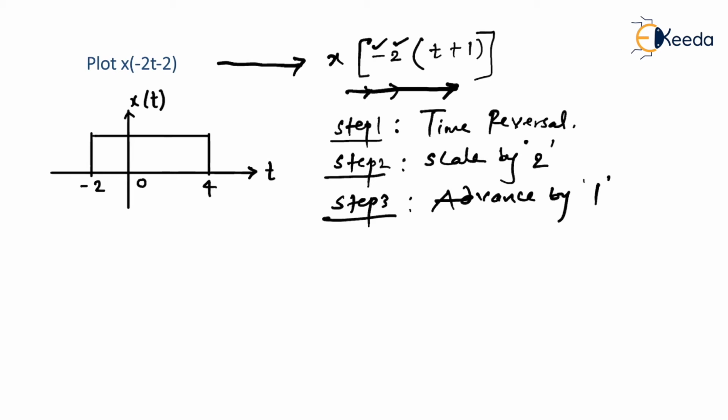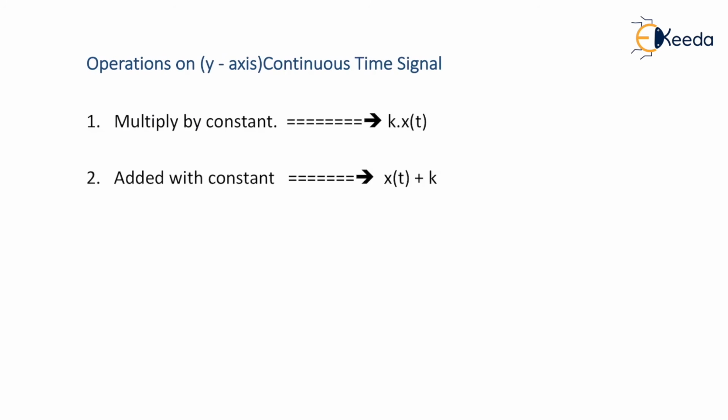See, I have made my t coefficient free by taking minus 2 out. So minus 2 in the bracket, what remains is t plus 1. When you're moving from left to right, the sign you come across is the negative sign. We know that when t is multiplied with a negative sign, you first of all do a time reversal. Thereafter, you scale by 2 and then you advance by 1. So I will leave this sum as homework. We'll move to the next.